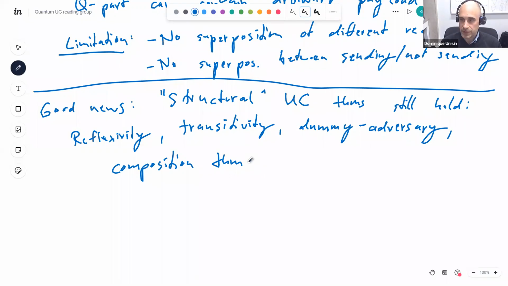If you look at the original proof, at a high level it's just about putting things into boxes and using the fact that the dummy adversary is basically nothing else than a wire split in two with a repeater in between, and then you can put two machines in one box and call them one machine and so on. You use only these structural properties, and all of these properties still work basically the same way.